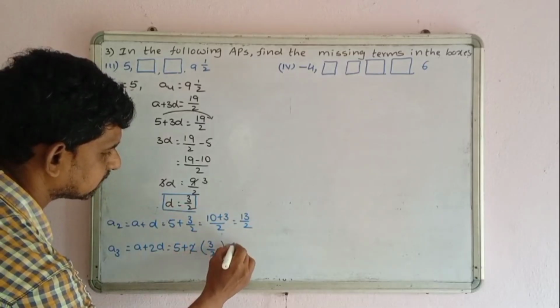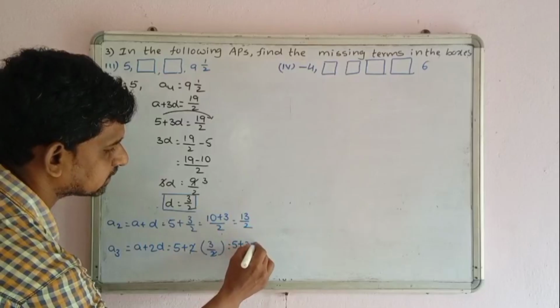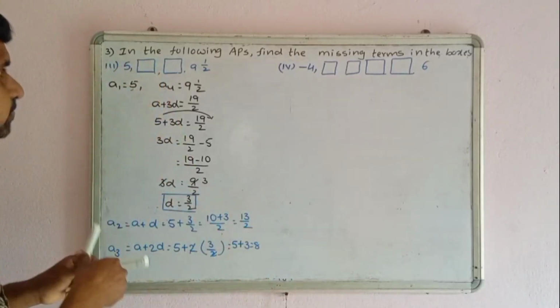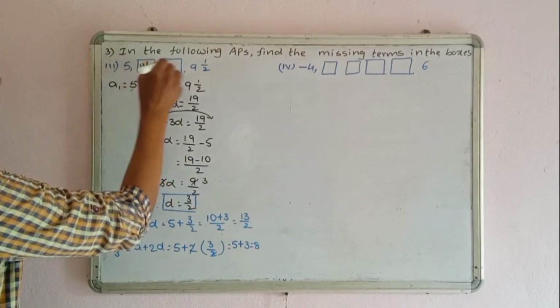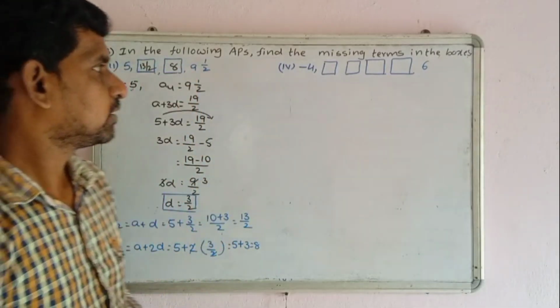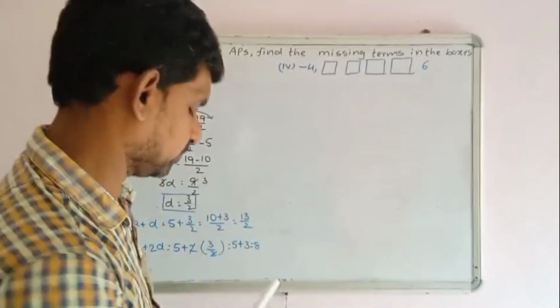2 get cancelled. So 5 plus 3, that is 8. So the value of A2 is 13 by 2, 13 by 2, and A3 is 8. Coming to the fourth problem.